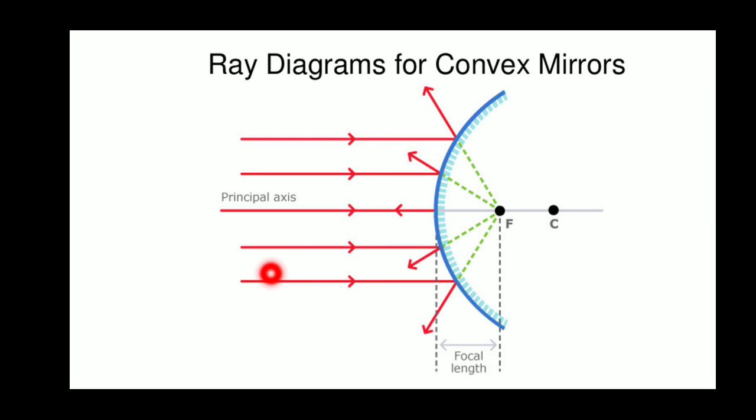So here, when the object is at infinity, after reflection all the rays are reflected like this. If you see these rays, all of them are diverged. The diverged rays will never meet. So in order to get the image, I produce all the diverged rays back. The green one is represented with dotted lines. Where they meet, I get the image. So when the object is at infinity, the image is at focus.